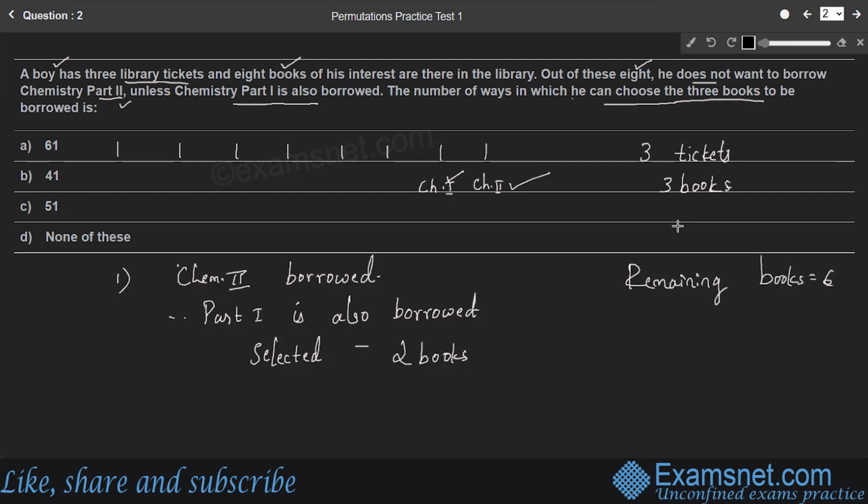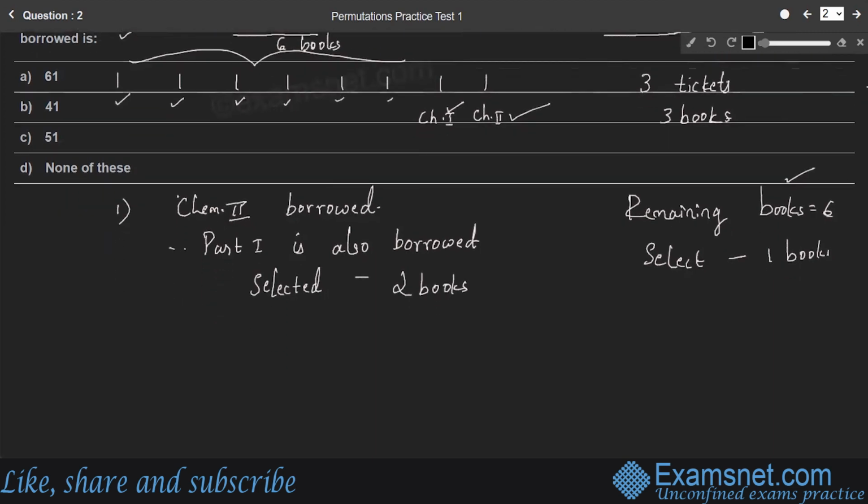Remaining books are 6. In that, he has to select 1 book. In how many ways can he select 1 book from the remaining 6 books? In 6 different ways. He can select the first book, or the second, third, fourth, fifth or sixth book. In 6 different ways, he can select 1 book out of 6.